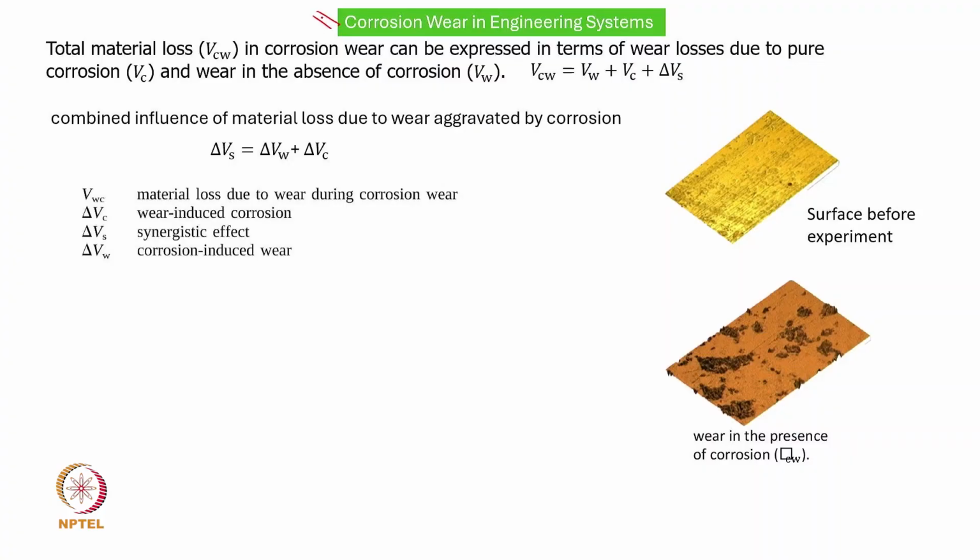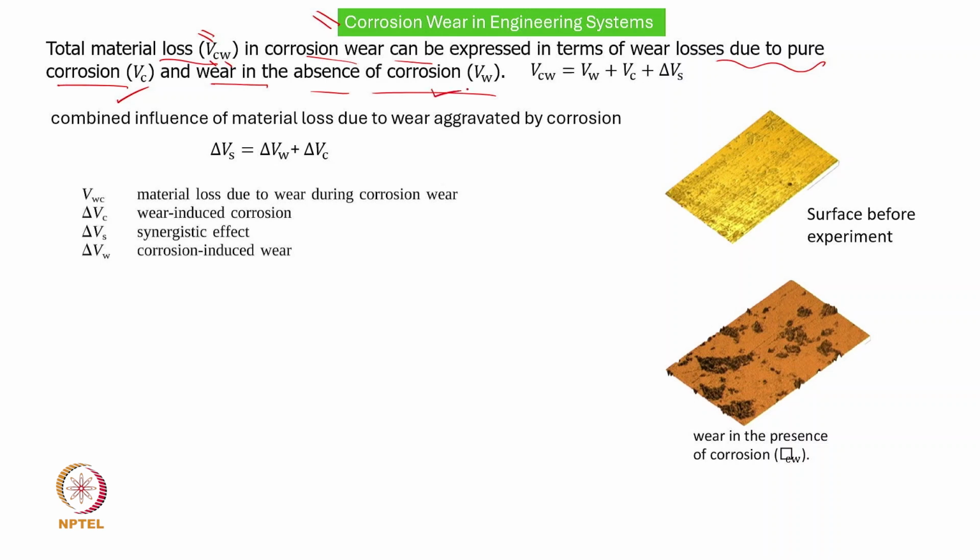So how do we model whatever we explained? We say total material loss. Here we are showing the volume of the material loss, V_C, the corrosive wear, with the subscript indicating corrosive wear. Corrosive wear can be expressed in terms of wear loss due to pure corrosion and pure wear. That's what we are showing in absence of wear. So V_C means the loss in presence of corrosion and in absence of corrosion.